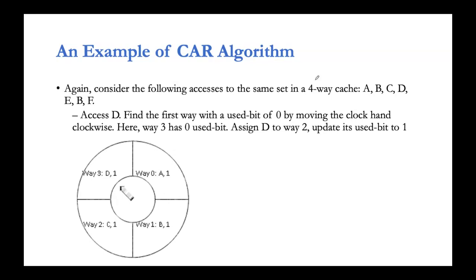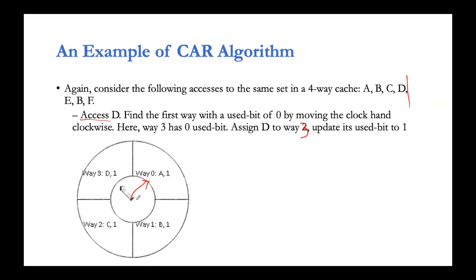Next, to access D, find the first way with a used bit of 0, which is way 3. So D is assigned to way 3, and its used bit is updated to 1. As soon as it is updated, you can see that the cache is full, and the handle advances to the next one.